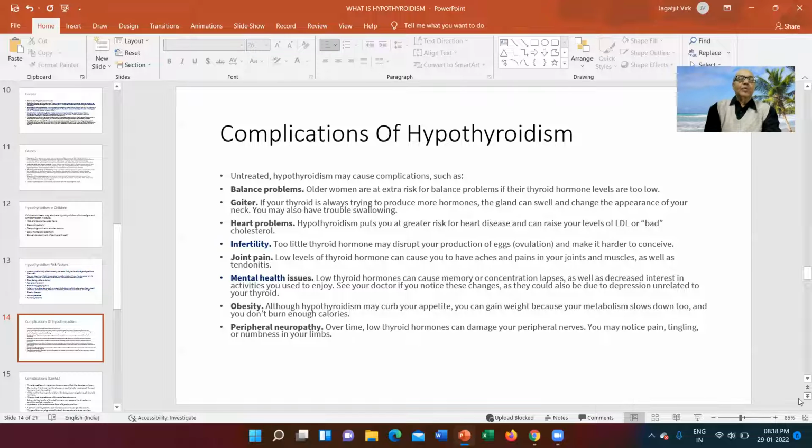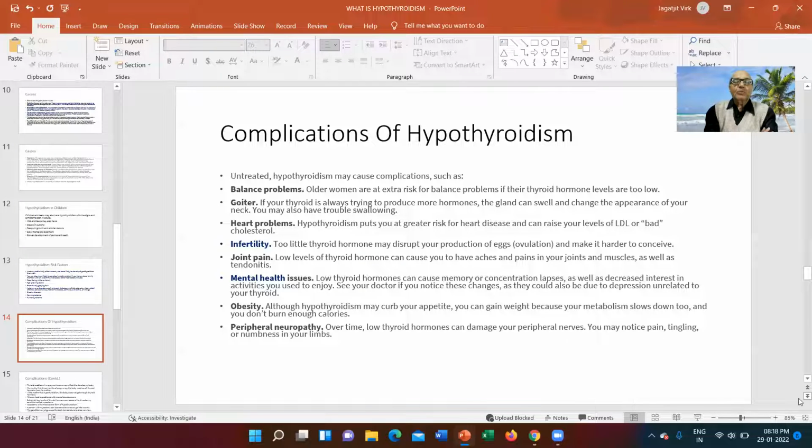Hypothyroidism puts you at greater risk for heart disease and can raise your levels of LDL or bad cholesterol. Infertility: too little thyroid hormone may disrupt your production of eggs, ovulation, and make it harder to conceive. Joint pain: low levels of thyroid hormone can cause you to have aches and pains in your joints and muscles, as well as tendinitis. Mental health issues.